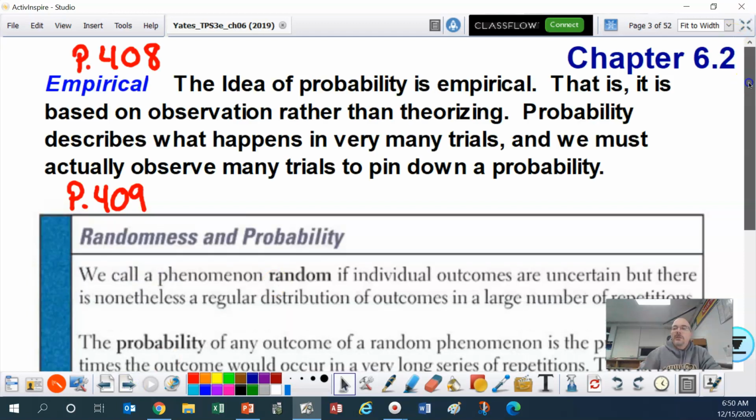Let's go to this. Following along with what's in your book, ladies and gentlemen, page 408. Empirical. The idea of probability is empirical. That is, it is based on observation rather than theorization. Probability describes what happens in very many trials. And we must actually observe many trials to pin down a probability.